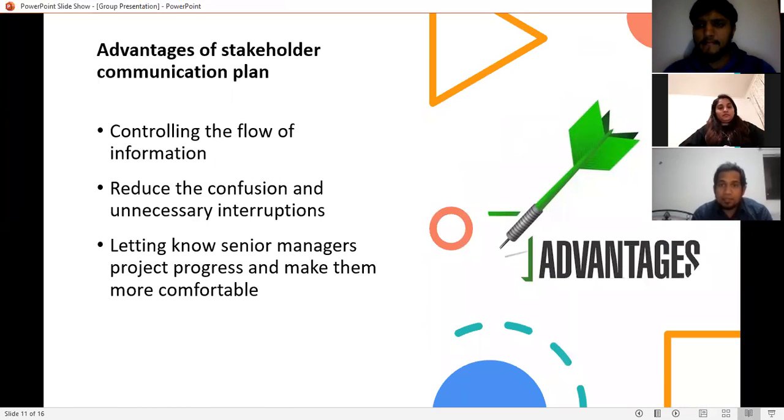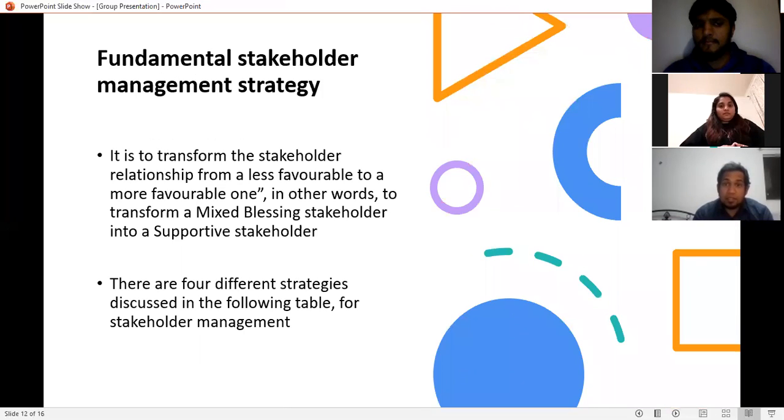This slide discusses the advantages of a communication plan. The first advantage is controlling the flow of information. The second one is reducing confusion and unnecessary interruption. The final advantage of a communication plan is letting senior managers know the project progress and making them more comfortable. Next is strategies, discussed by Darshana.